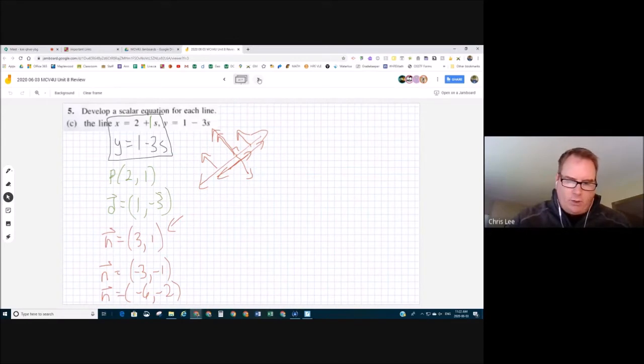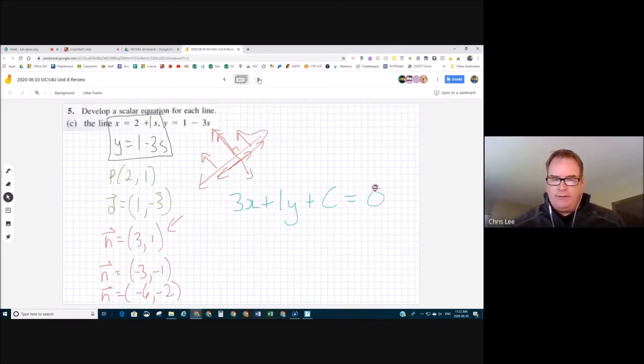So now that we have our normal, because we learned that the normal is the coefficients of the scalar equation, we can go 3x plus 1y plus something is equal to 0. And to get that something, you're going to take the point and sub in the point. So the point in here is 2, so we're going to plug in the 2, and the y is 1 plus c equals 0. 3 times 2 is 6.